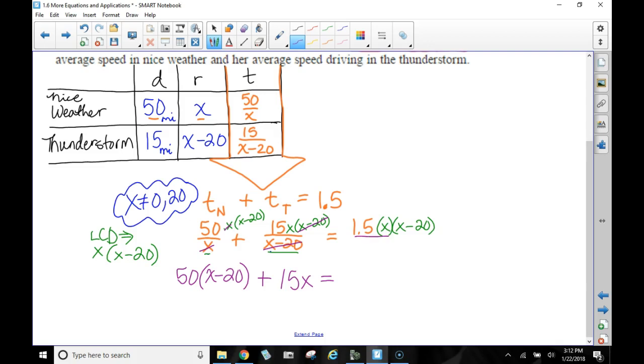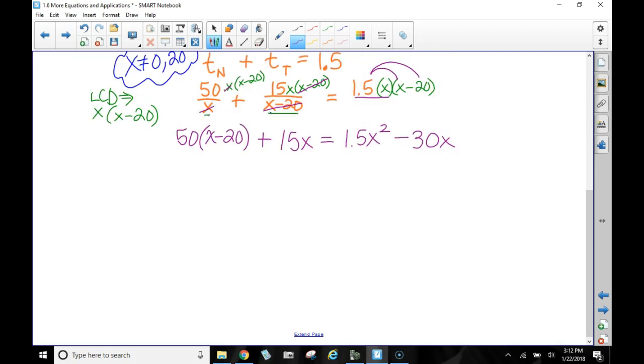Now, on the right-hand side, let me go ahead and run 1.5x through to both of these terms. 1.5x times x is 1.5x squared. Quadratic. And then minus 1.5x times 20 is minus 30x. Okay? Now it's a matter of cleaning this up and getting everything on one side equals 0. And I think I'm going to move everything to the right-hand side.